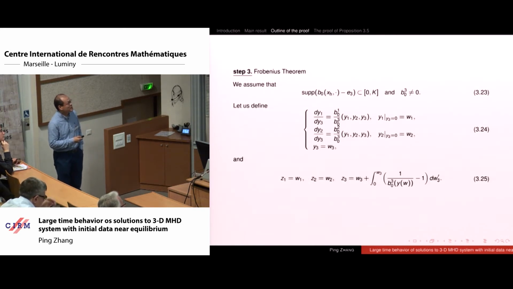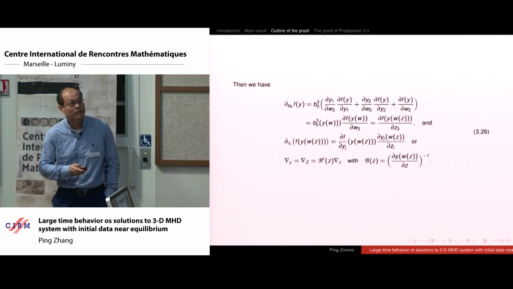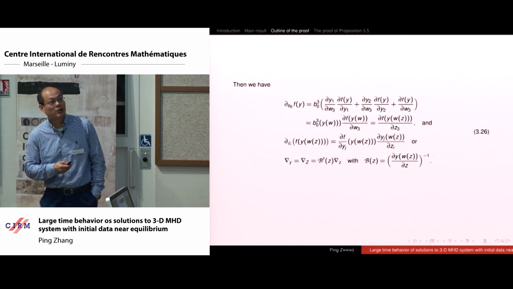With this assumption, we can almost copy this Frobenius argument from the book by S.S. Zhang. We define dy1, dy3 in this way, and dy2, dy3 in this way, and y3 equals w3. Make this change of variable from y to w. Then we have already straightened this partial B0 vector. In order to make it a unit vector, we need to make a change of variable once again. So it's easy to check that partial B0 of f can be written in this way. After this change of variable, we find this term is nothing but partial f of y, w along the direction of partial w3. To make this a unit vector, we use this change of variable from w to z again.